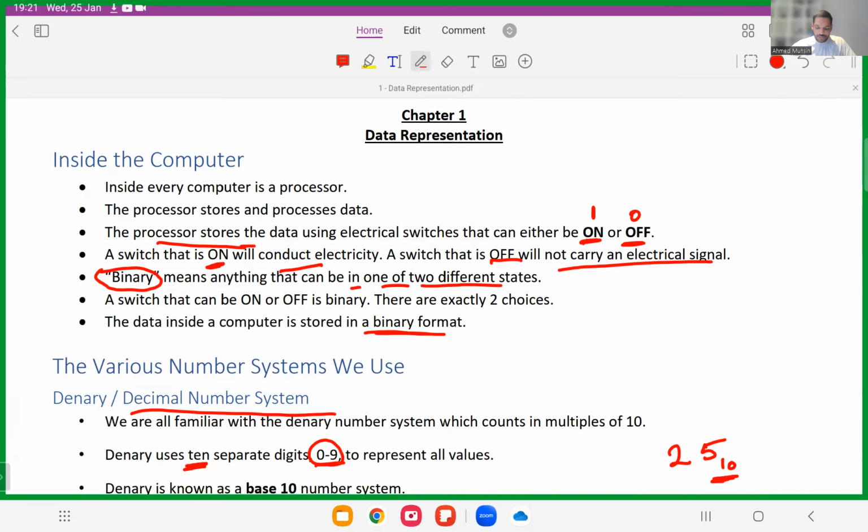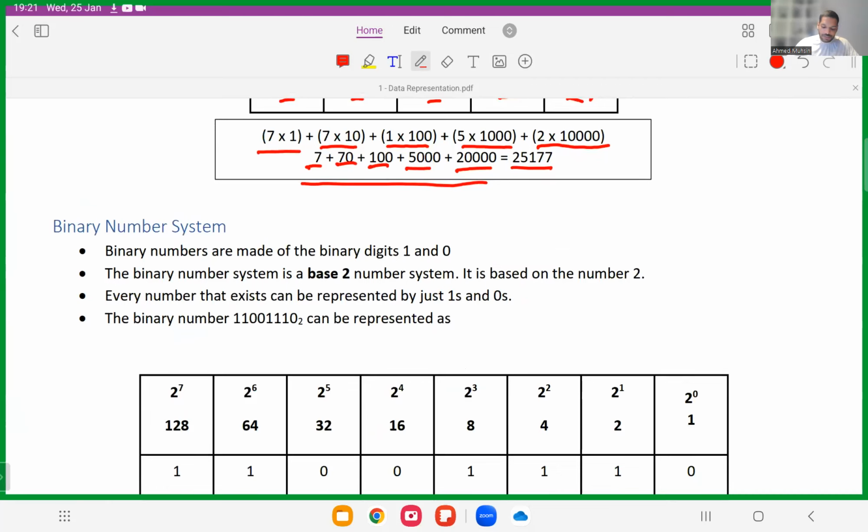With that in mind, you can see binary numbers are made up of binary digits, 1 and 0. When we talk about the binary number system, we are only referring to two digits, 1 and 0. When it comes to storing data in a form that the computer understands, it only uses these two digits: 1 meaning the electrical switch is on, and 0 meaning the electrical switch is off.